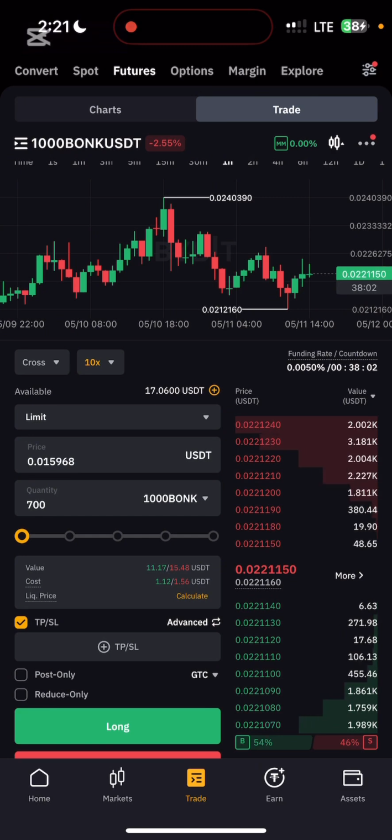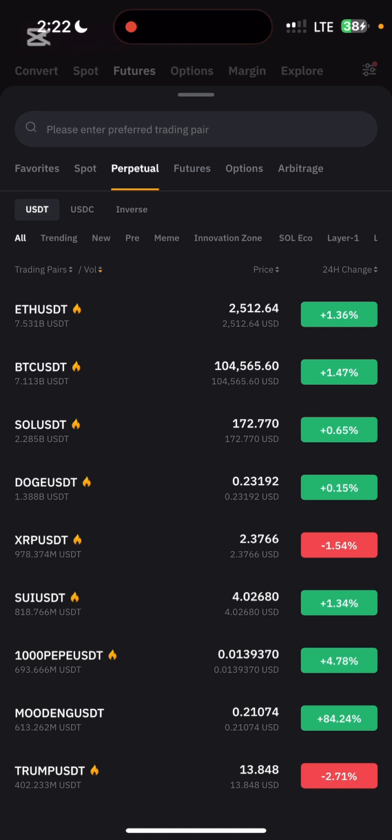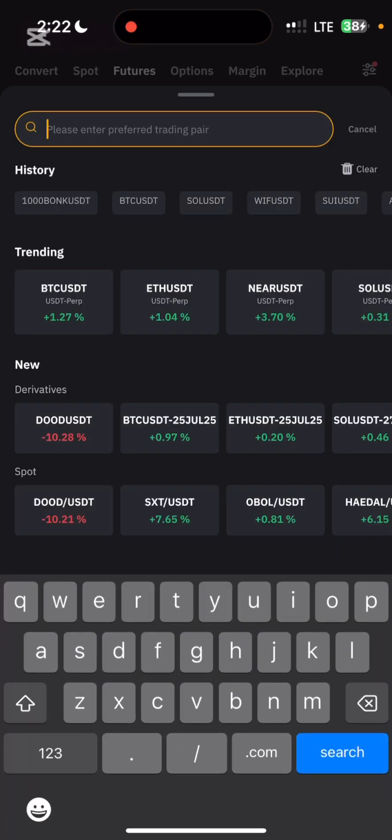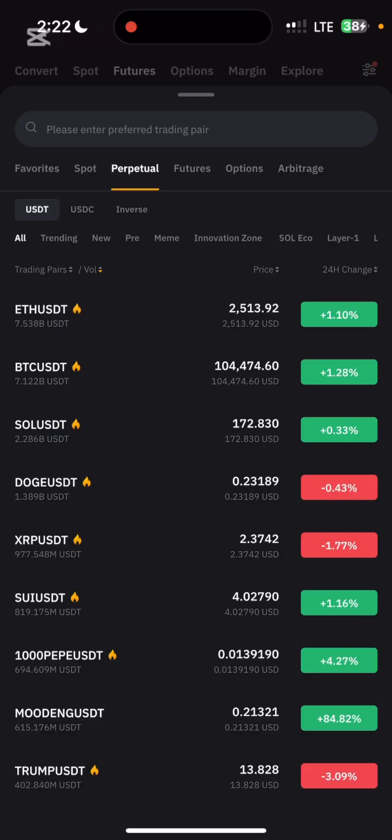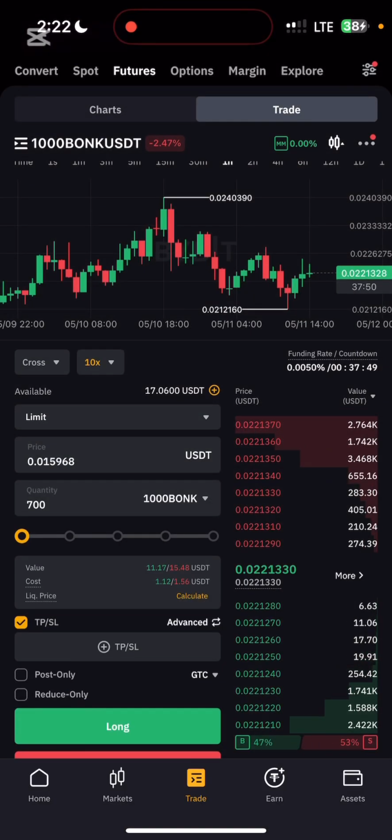When you are giving a trade on market order, the first thing you are going to do is search for the pair. You understand? Any pair you want, you click on the search button and search for it. So let's still use this Bonk. The second thing you're going to do is click on your leverage. You understand? 10x. Make sure it is on 10x because that's the advisable leverage for newbies.